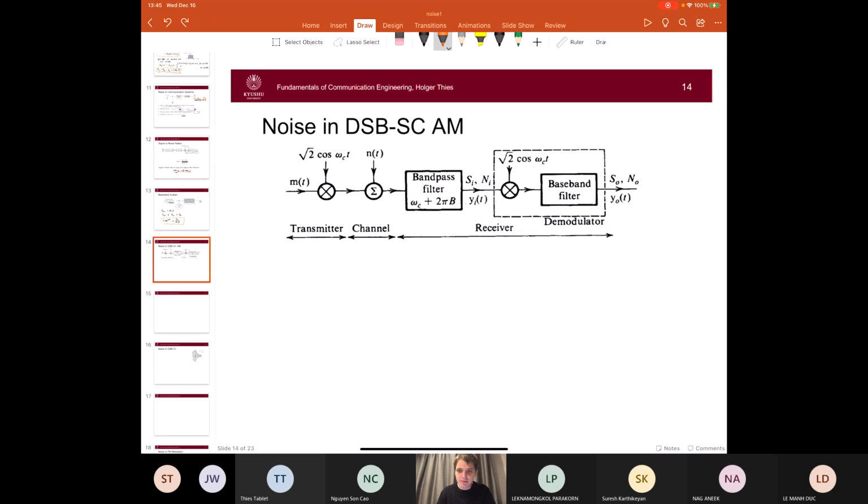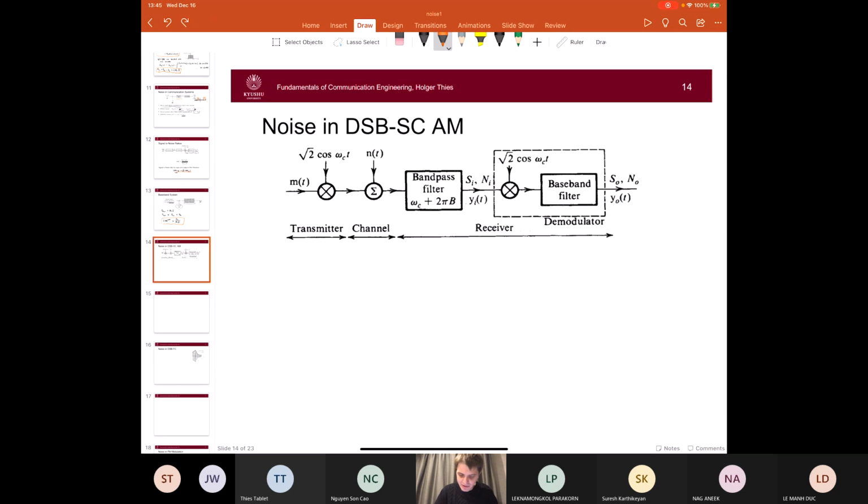Okay, so this is what we will do now for the remainder of this lecture. We will go through all the modulation schemes that we have seen, and then compute the signal to noise ratio of them. So the first one is double sideband suppressed carrier amplitude modulation.